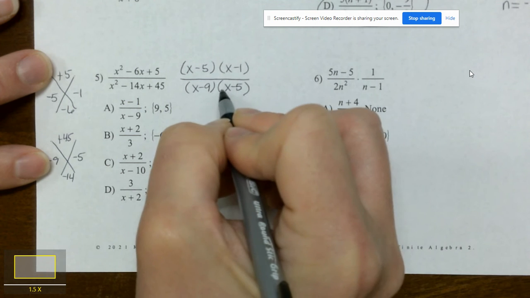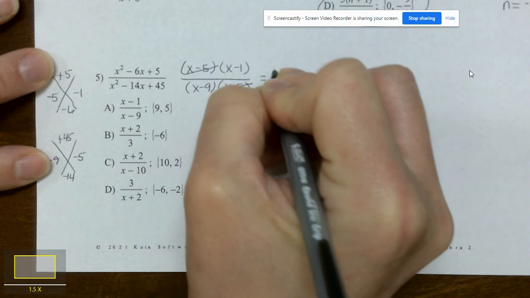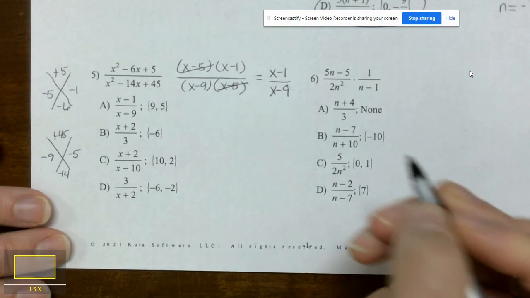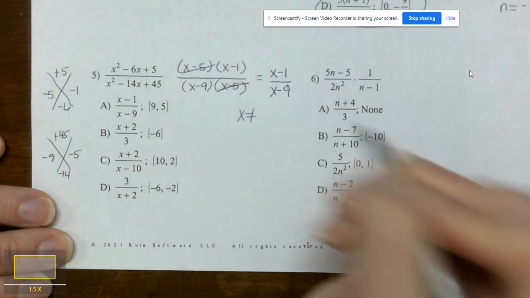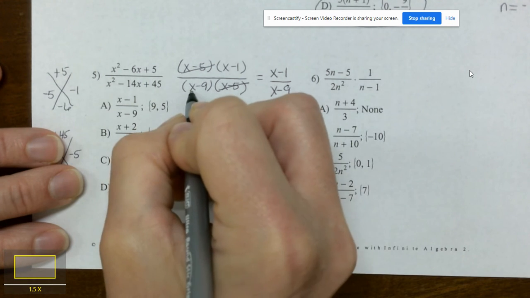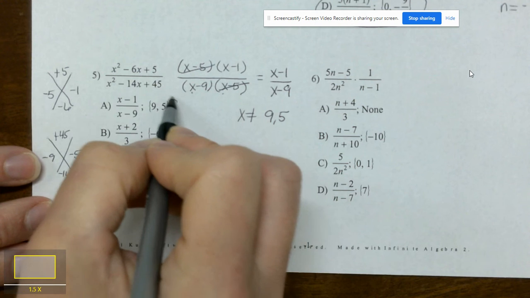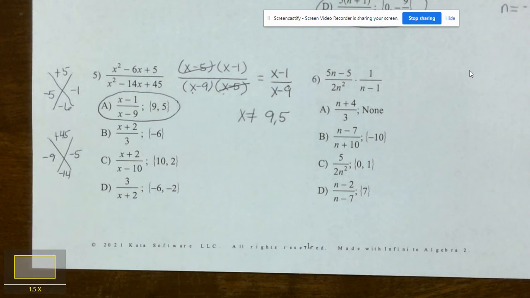Okay, we can cancel out the x minus 5s. That leaves us with x minus 1 over x minus 9. Now we list our restrictions. x cannot equal 9 or 5. Okay, so when we look over here, you can see that answer choice A is the one that matches.